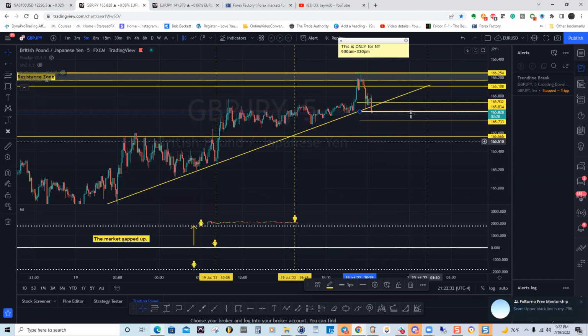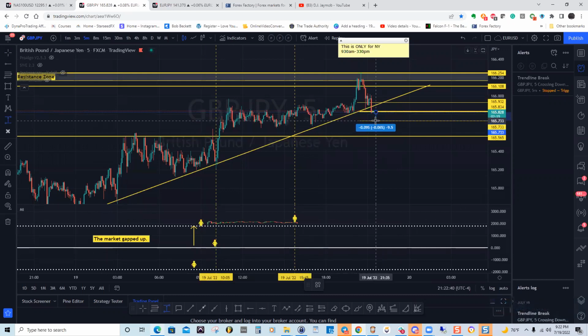So my take profit is here. That's 10 pips, remember we measured it? What's your take profit price? 165.733. That's it right there. That's 10 pips. So I was asking, where should my stop loss be? This is the stop loss.